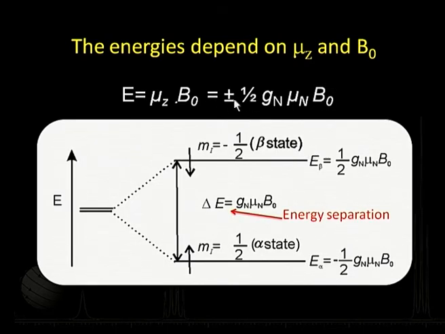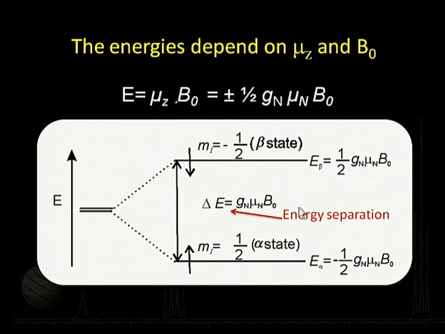Now, if we put this in terms of an energy level diagram, this is my alpha state when m_I is equal to half. The energy will be minus 1 by 2 G n mu n B naught, and this other level has an energy of 1 by 2 G n mu n B naught. So this is plus, this is minus, and minus is the lower energy. So this is my alpha state, the lower energy level.